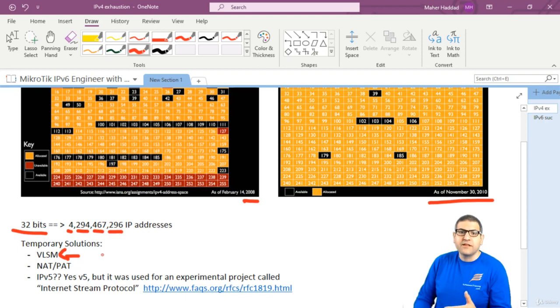So we know that we had a lot of subnetting to be able to provide from the same network some subnetworks. So that's what is VLSM, variable length subnet mask. And also they deployed what's called the NAT or PAT. So that's network address translation or port address translation.